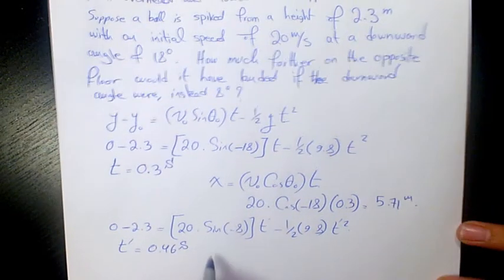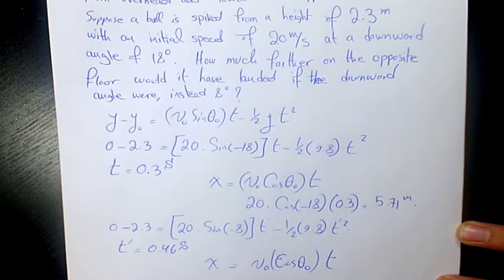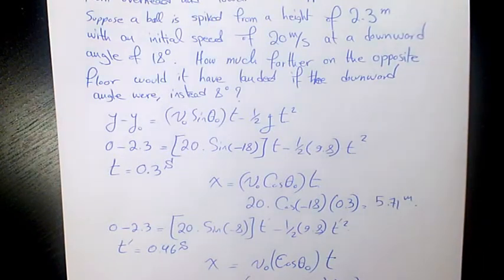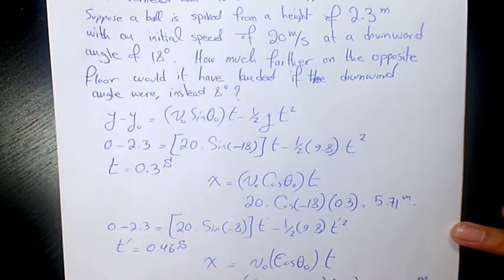So again, we need to find the horizontal distance, v naught cosine theta naught, or theta prime, times t, which will be 20 times cosine 8 and t is going to be 0.46. That makes it 9.1 meters.